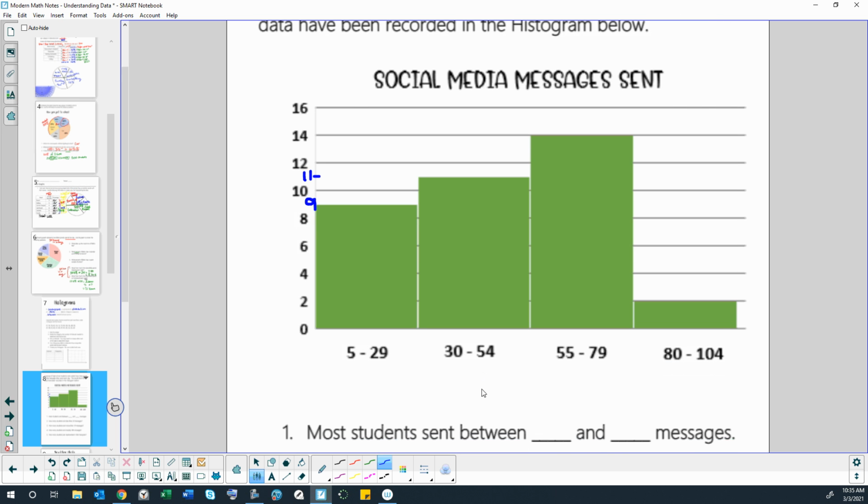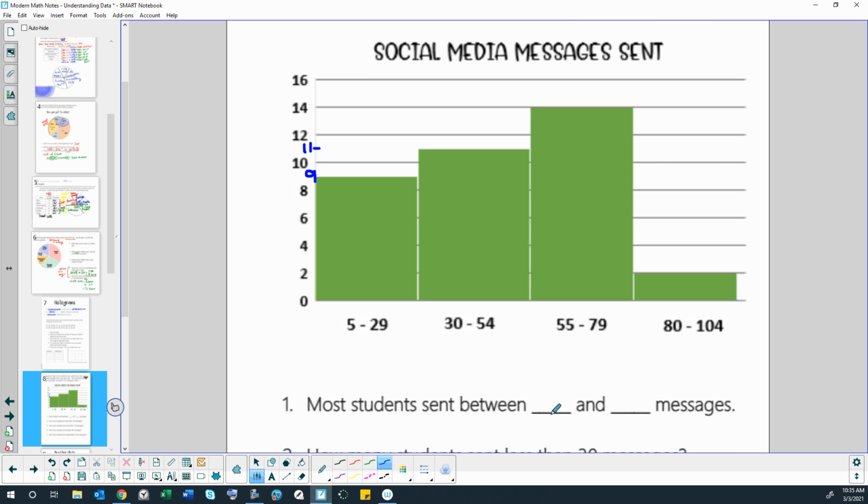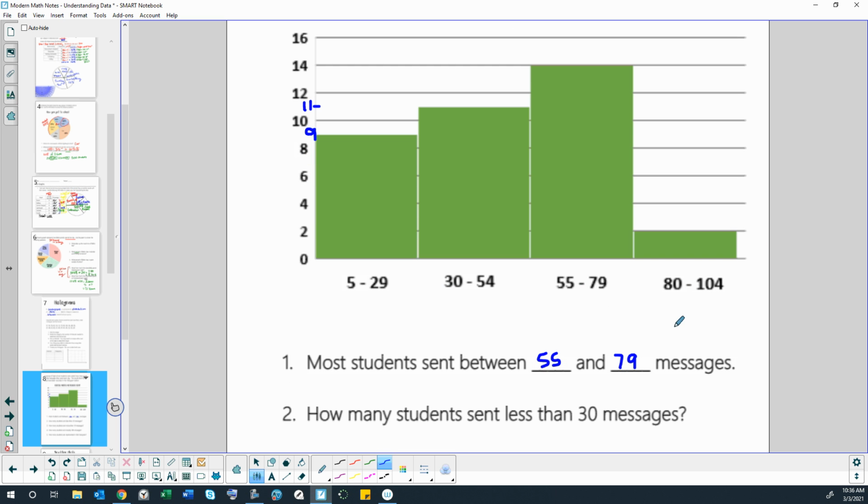Now let's answer some questions about this graph. Most students send between what and what number of messages a day? So our tallest bar on our histogram is the one that goes up to 14. So the students that send between 55 and 79 messages each day are the majority. Well, actually not the majority, that's not what it means, but that's the most of the students as represented by this data and this graph send between 55 and 79.